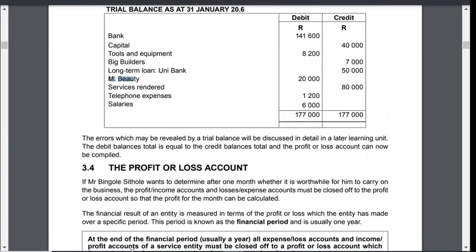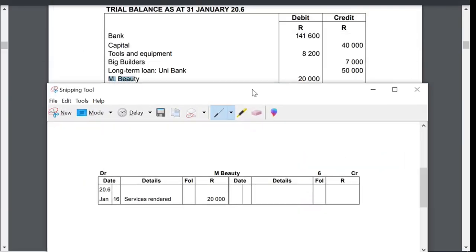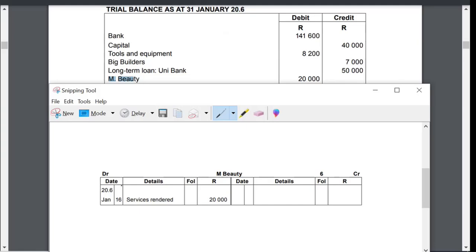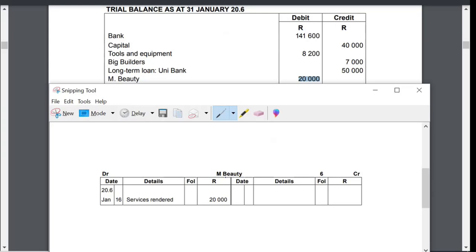So M Beauty is the debtor, and I want you to look at the side. Which side is this on the general ledger, M Beauty, the debtor? It's on the debit side. And where is it on the trial balance? It's also debit on the trial balance. Yes.